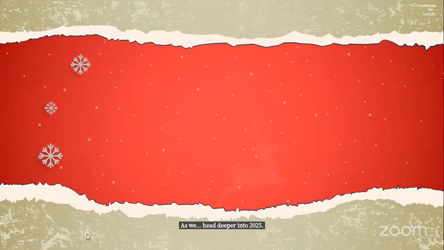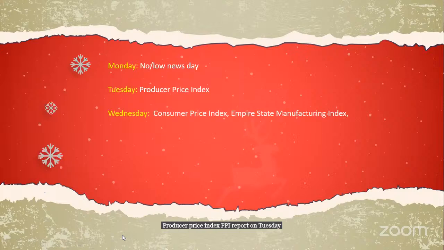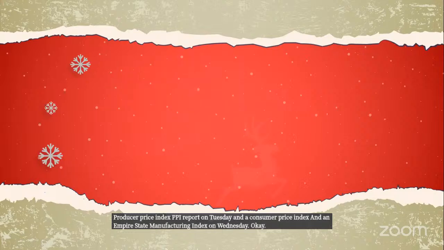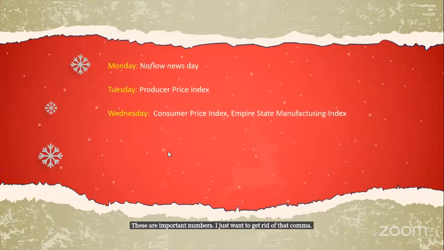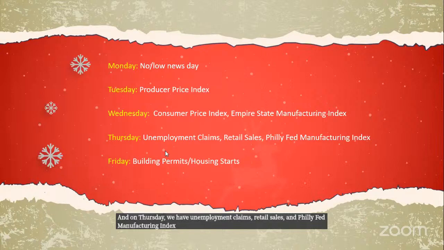Okay, we are coming into some interesting times. As far as news is concerned, we have a low news day on Monday. Producer Price Index, PPI report on Tuesday, and a Consumer Price Index and an Empire State Manufacturing Index on Wednesday. Okay, these are important numbers. And on Thursday, we have unemployment claims, retail sales, and Philly Fed Manufacturing Index, building permits, and housing starts on Friday.